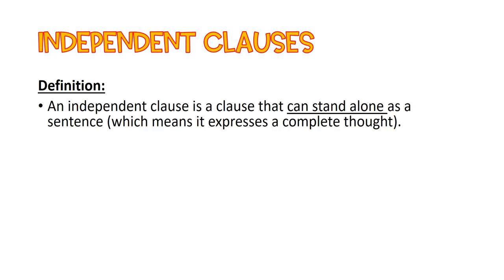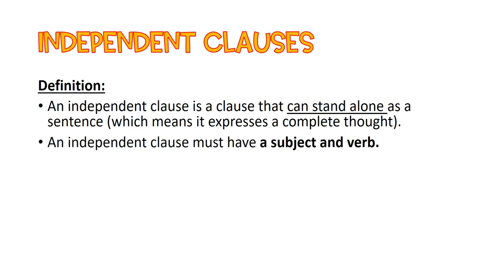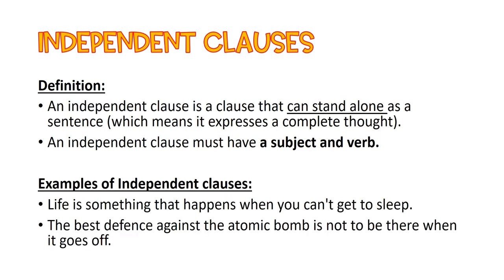Independent clauses are clauses that can stand alone as a sentence, which means it is one complete thought. An independent clause must have a subject and a verb. For example, life is something that happens when you can't get to sleep. Another one, the best defense against the atomic bomb is not to be there when it goes off.